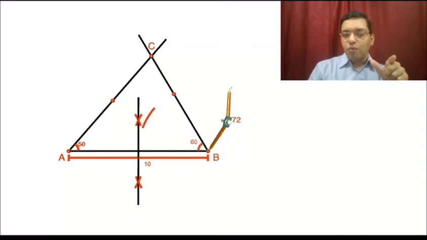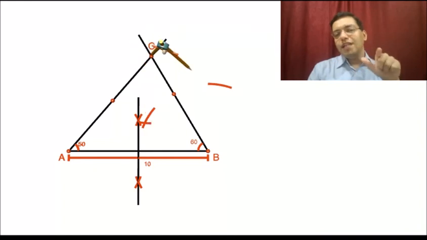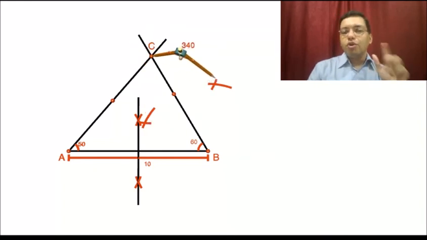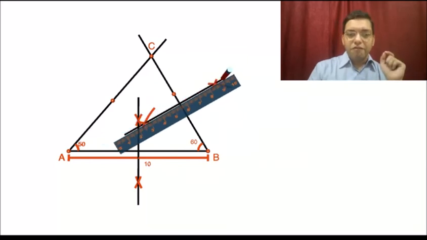So one arc above, one arc below, with B as the center. And then with C as the center, you cut these two arcs. Remember not to change the radius of the compass. So this is the perpendicular bisector of BC.